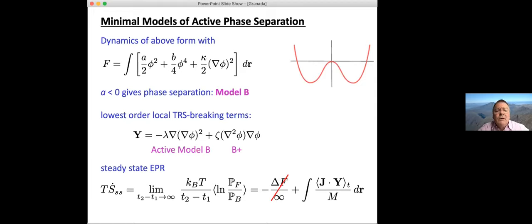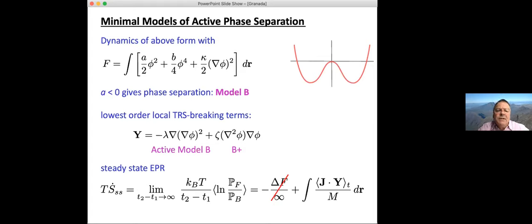And then soon after it, we realized there's actually a second term at the same order, which is slightly different and looks like this B plus piece here. So to include both terms defines a model we call active model B plus.